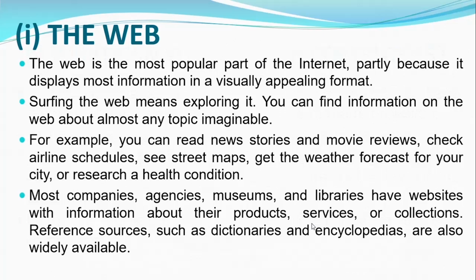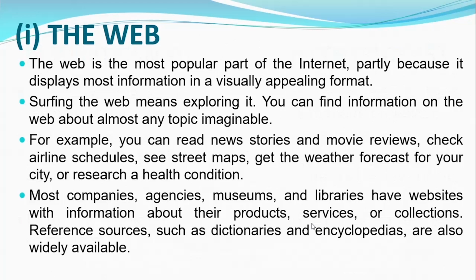A website is a collection of interconnected web pages. The web contains millions of websites and billions of web pages. Example of a web page: Microsoft Game Studio. Surfing the web means exploring it. You can find information on the web about almost any topic imaginable.